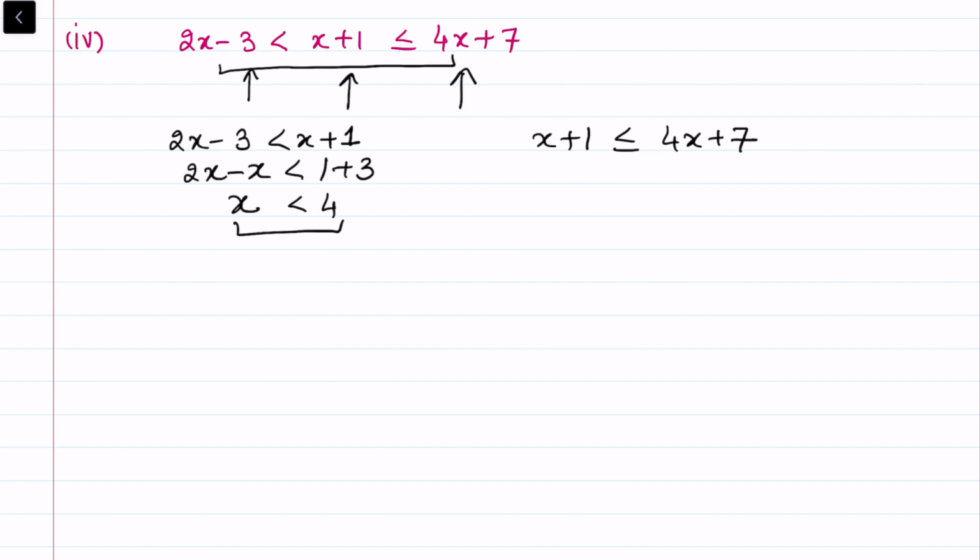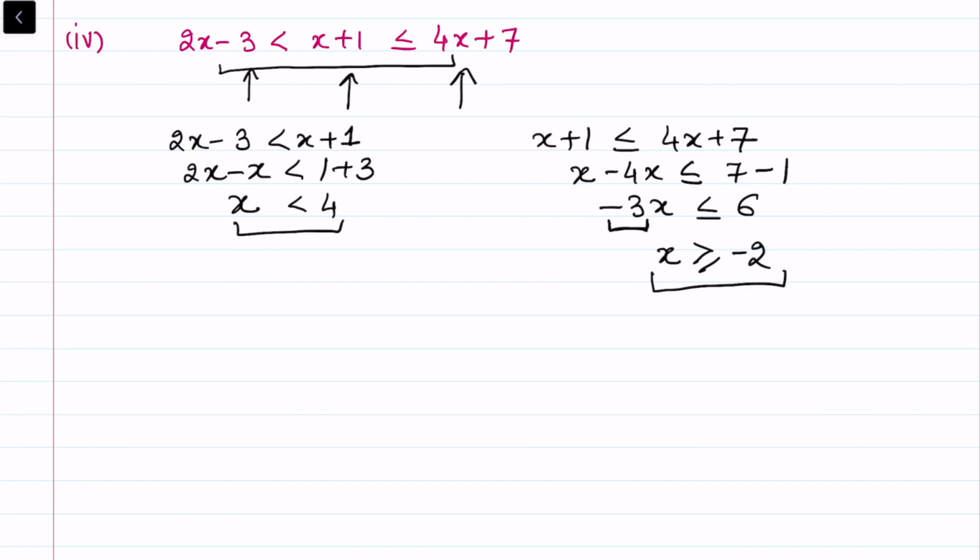From the other side we will take x minus 4x less than or equal to 7 minus 1. We got minus 3x less than or equal to 6. But now here I got minus 3. So if I now divide, the inequality will change. This is minus 2. So now I got x is greater than or equal to minus 2 and less than 4.